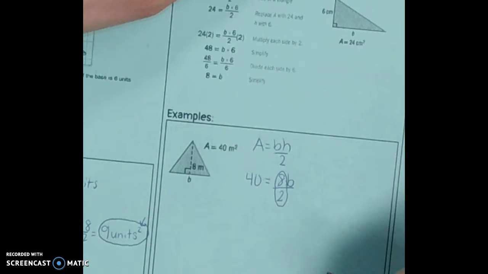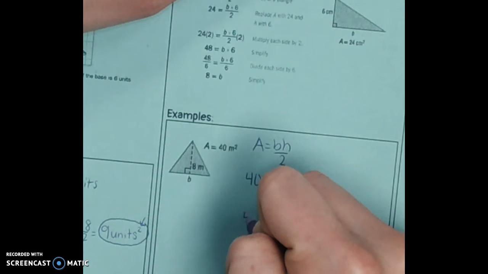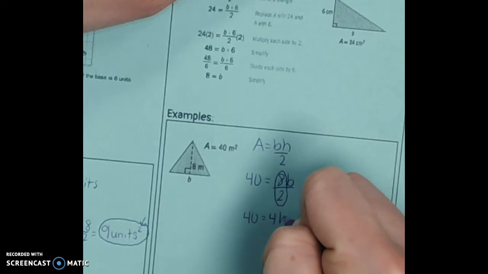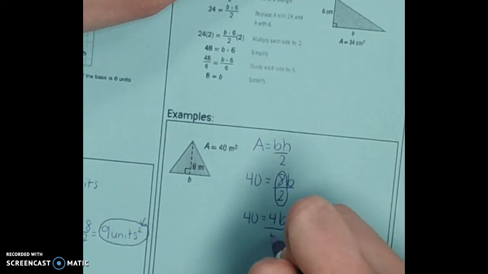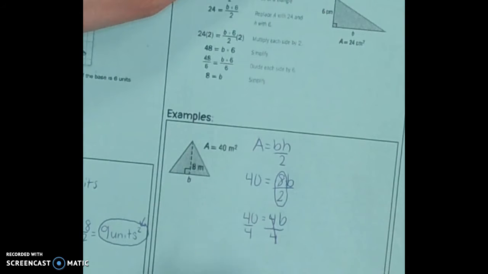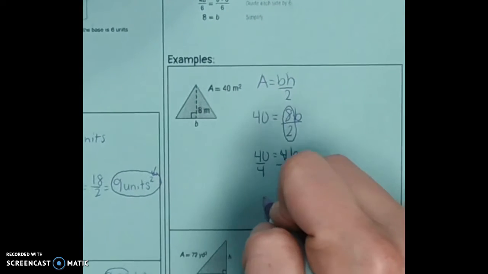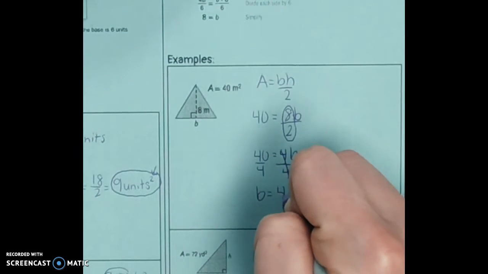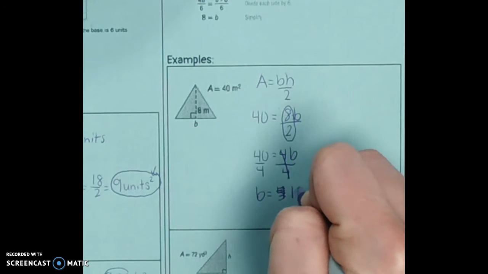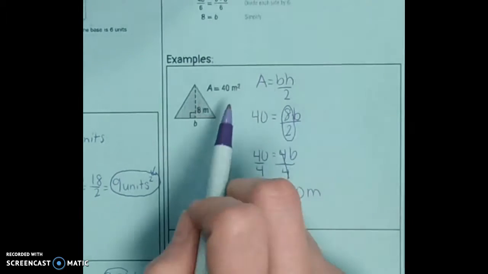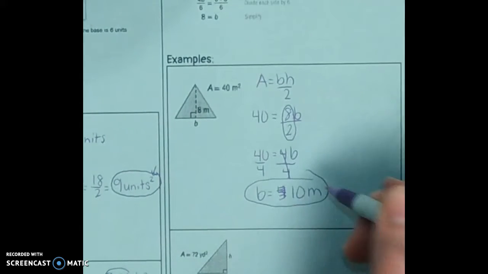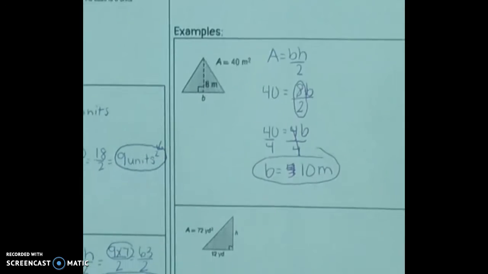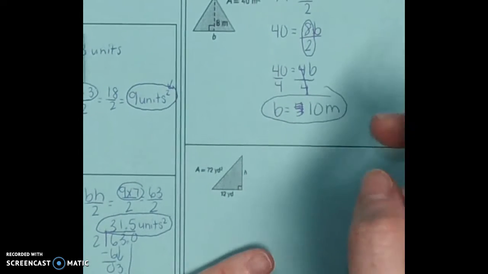Let's look at the 8 divided by 2, and that's 4. So 40 equals 4b. The opposite of multiplying by 4 is dividing by 4. 40 divided by 4 is 10, so b equals 10 meters, because our label is meters squared up here, but since we're only finding the base, it's not going to be squared, we're just going to have a plain meters. Let's take a look at the next one.